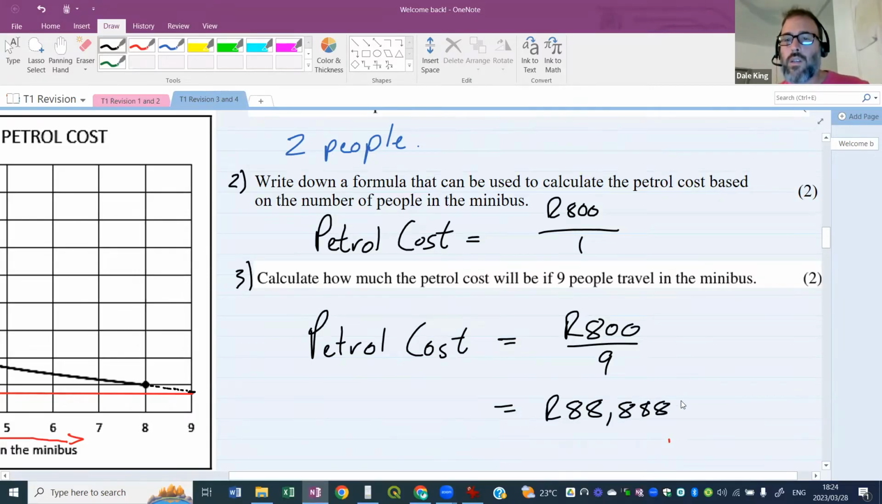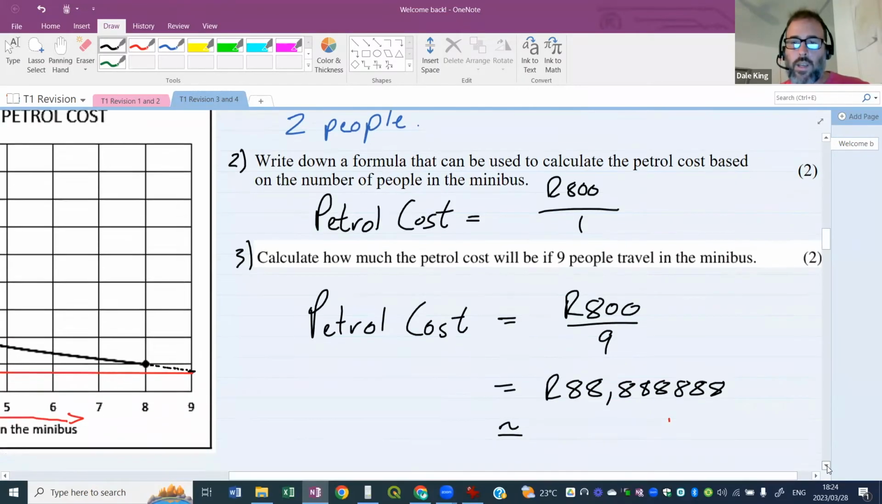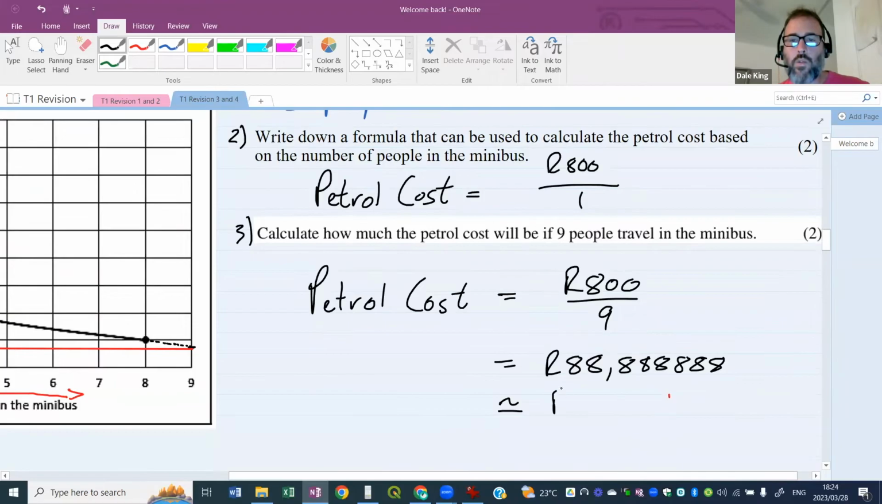Put a whole lot of 8s here. And then I'll show the little funny equal sign that we use to show that we're rounding off. All right, so it's 88,89 Rand. Okay, so comparing my graph estimate, I said 75, and the formula is giving a much more accurate 88,89. Just remember that. Okay, you've got to be very careful.